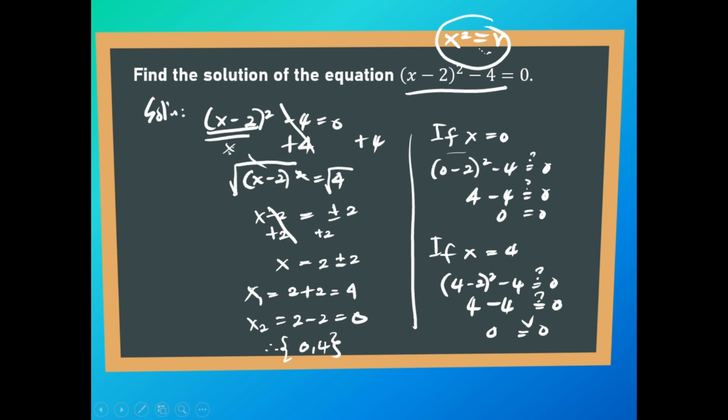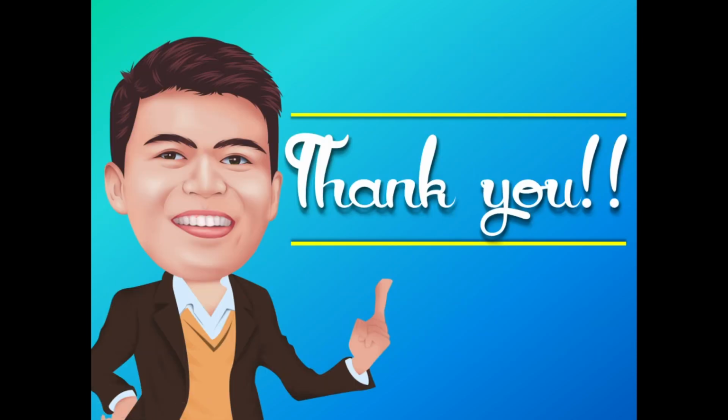Okay. So, I hope you class understand the lesson about solving quadratic equation using extracting square root. So, sa sunod natin na topic, I will discuss about solving quadratic equation by factoring. Okay, I hope na meron na kayong prior knowledge about factoring. So it is easy for you to solve quadratic equation using factoring.